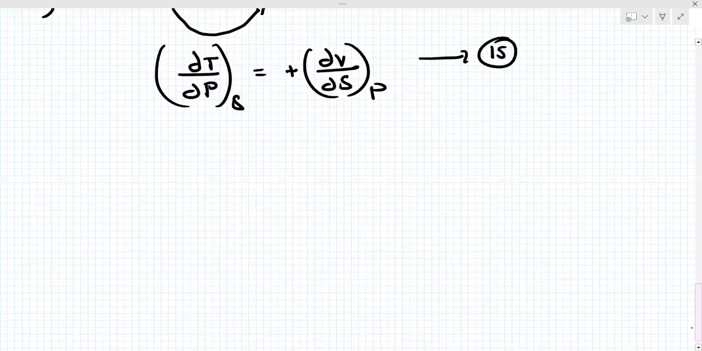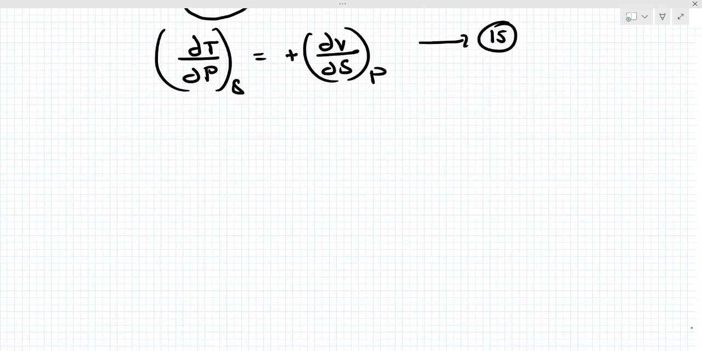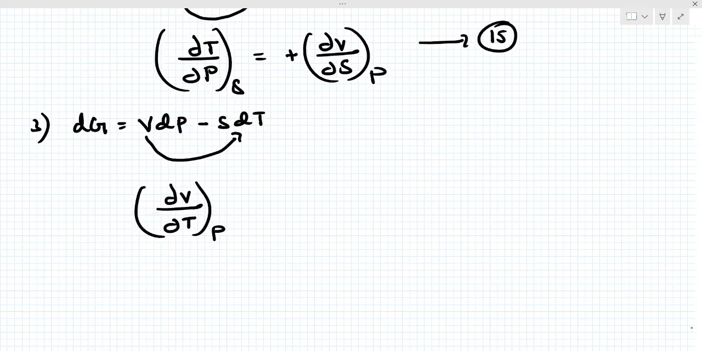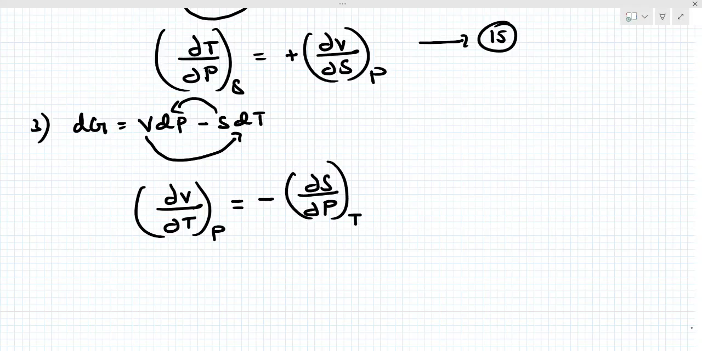We have dU, dH, dG and dA, right? Third, dG. dG = VdP - SdT. Now, there is the equation. Listen, (∂V/∂T) at constant pressure is equal to minus (∂S/∂P) at constant temperature. This is equation number 16.